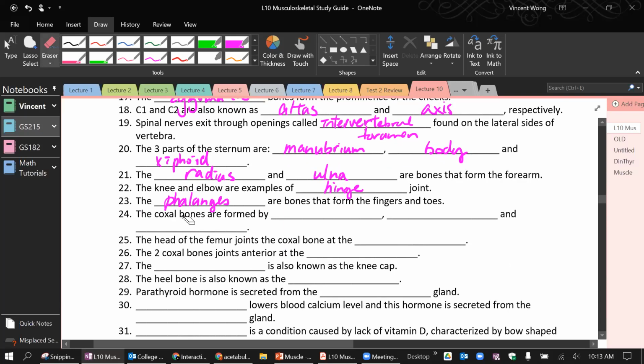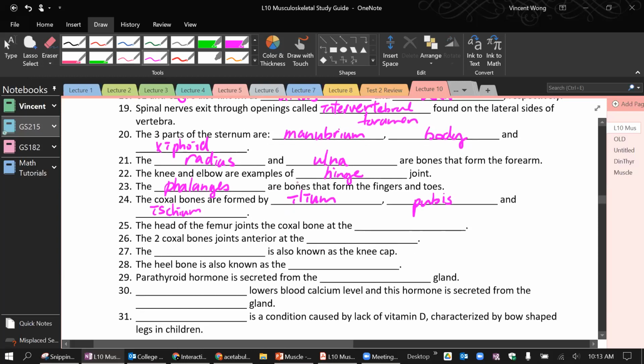The coxal bones, which are the bones that form the pelvic girdle, have 3 bones: the ilium, pubis, and the ischium. You are sitting on the ischium right now. The head of the femur joins the coxal bone at the acetabulum. Remember that socket that is formed by all these bones? Whereas the 2 coxal bones join anteriorly at the pubic symphysis.